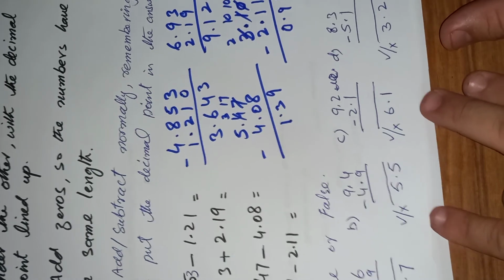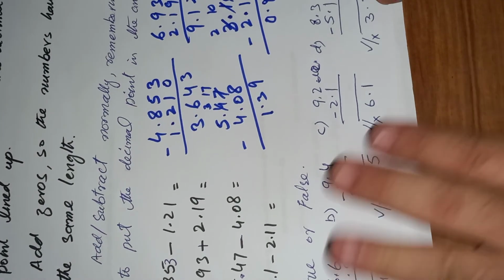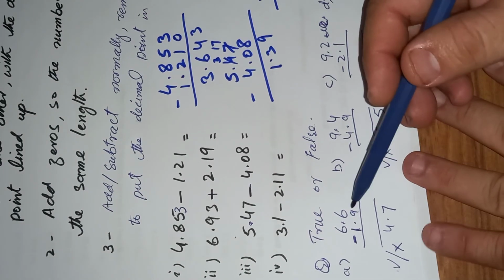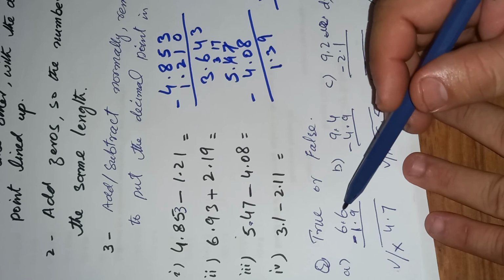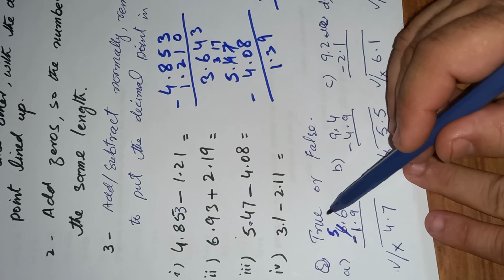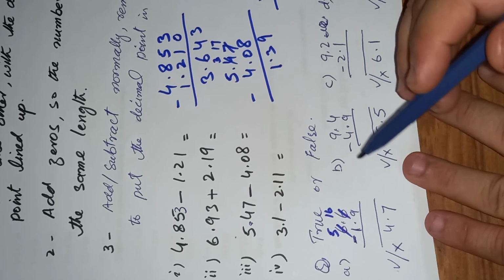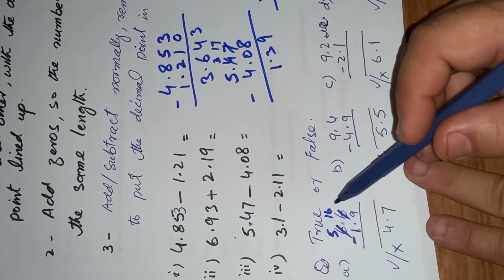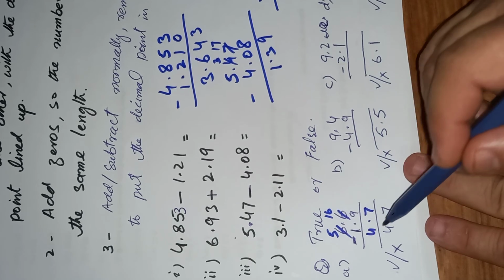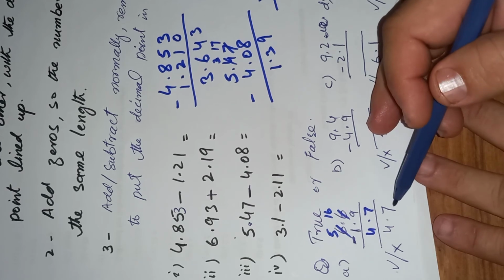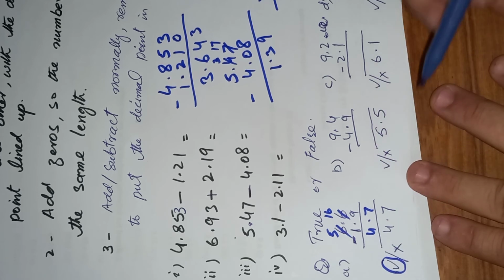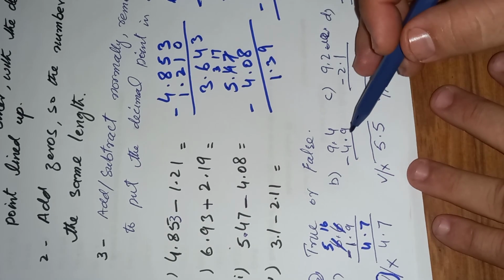Now the last question asks whether the given statements are true or false. I already made them vertical to save some time. So 6 minus 9, it cannot be done. So borrowing from here, 1 will come here and it will become 16. So 16 minus 9 is 7, and 5 minus 1 is 4. So the answer is 4.7, yes, this is right. So we will mark this question as right. And now the next one.